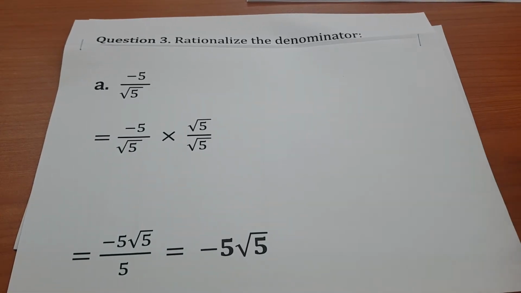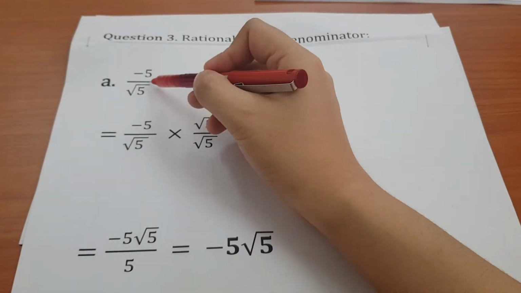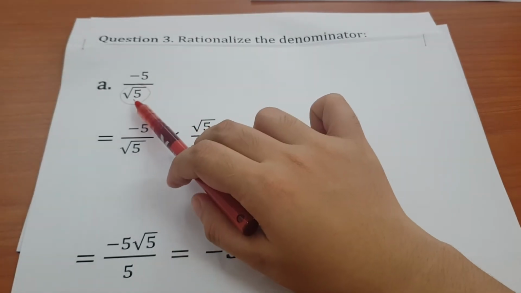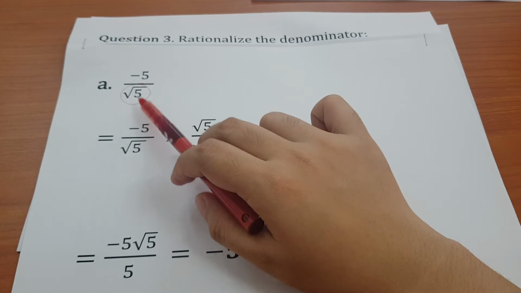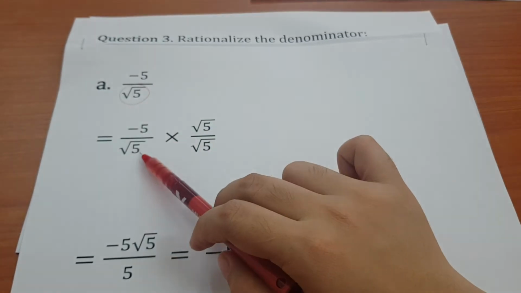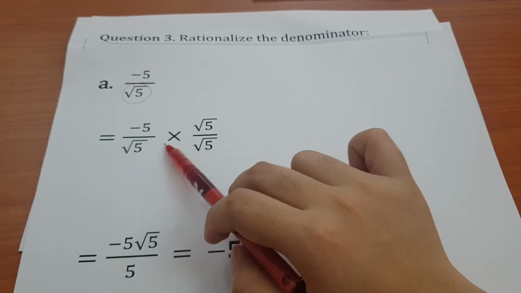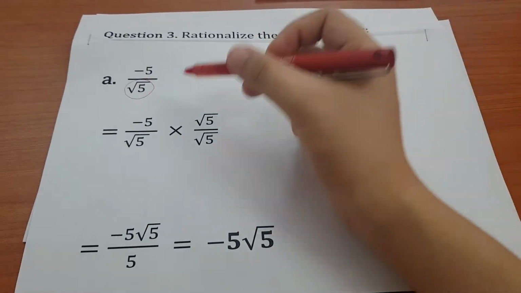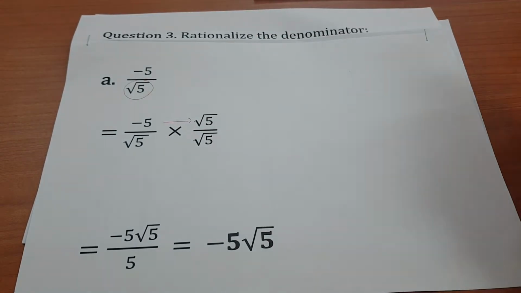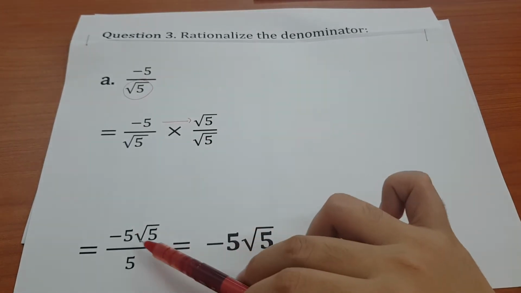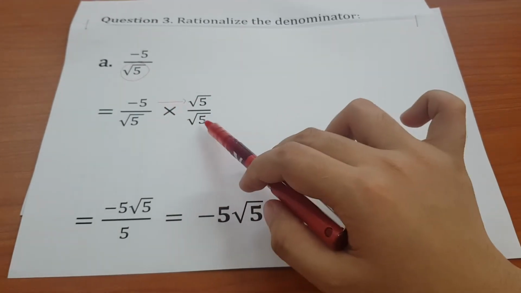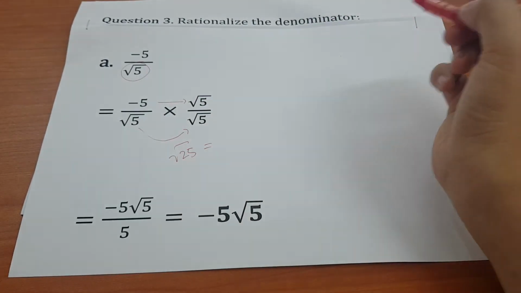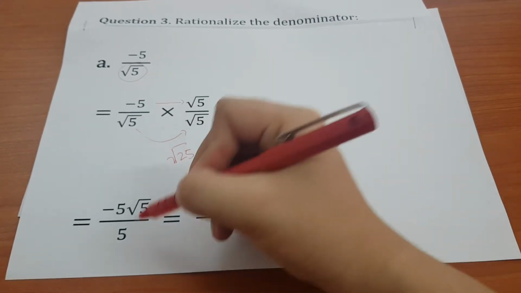Okay, let's proceed to rationalize the denominator. That means we want to remove this root here. So how to remove the root? First, if you look at your denominator, it's just one term. If it's just a monomial denominator, you multiply the top and the bottom by whatever is your denominator. Then we multiply root of 5 times minus 5 times root of 5, it's minus 5 root 5. Root of 5 times root of 5 is root of 25, and root of 25 is 5 here.